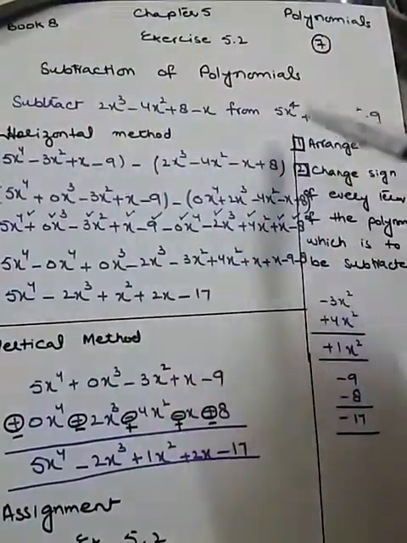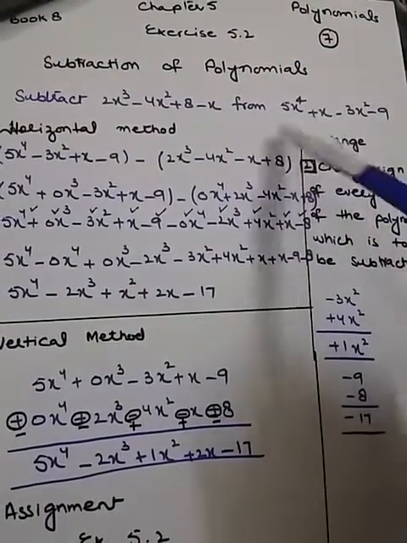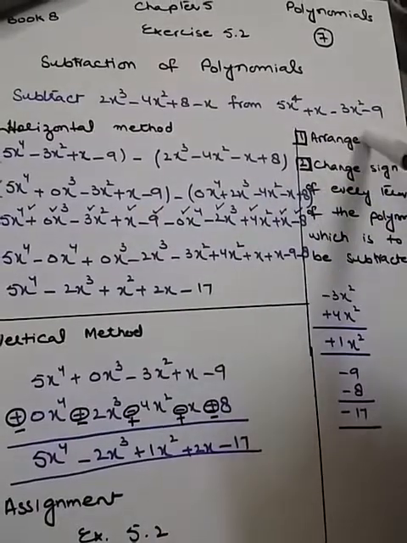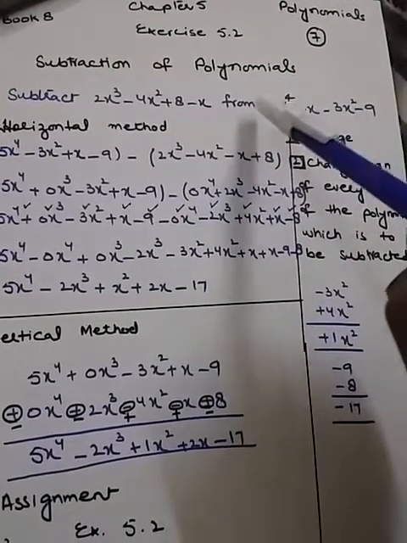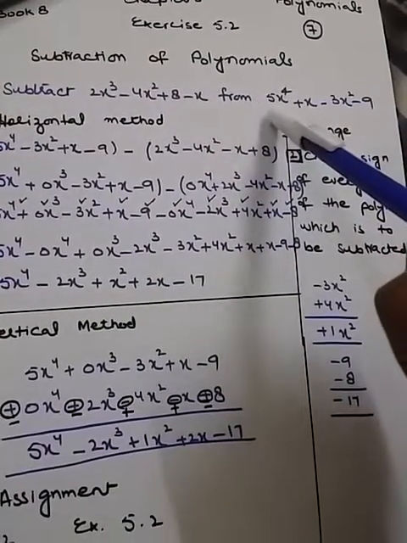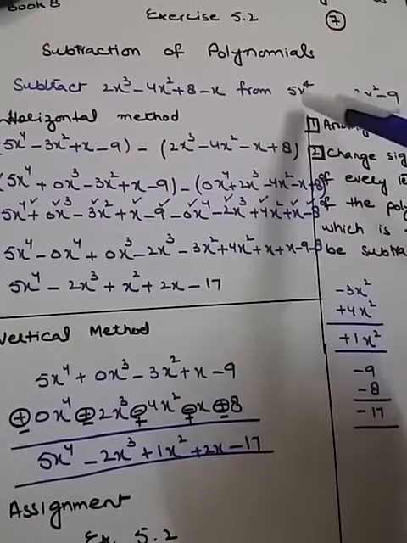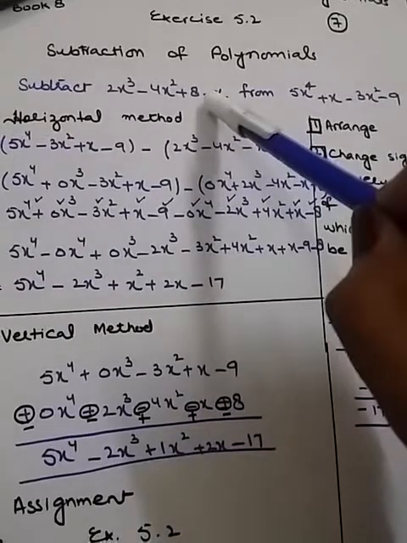Here you have two polynomials and the question is: subtract this from this. The expression which is with "from" will come first. This is your first step. You have to decide which expression you will write first, this one or this one.